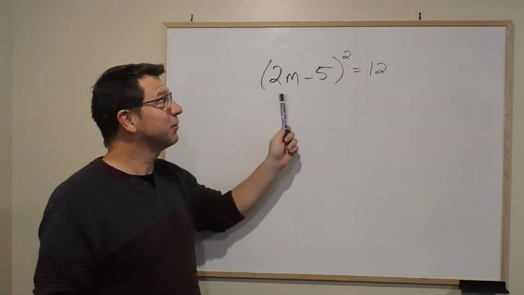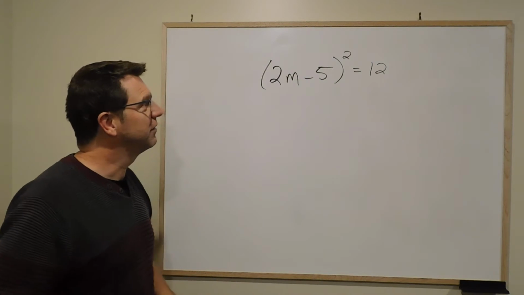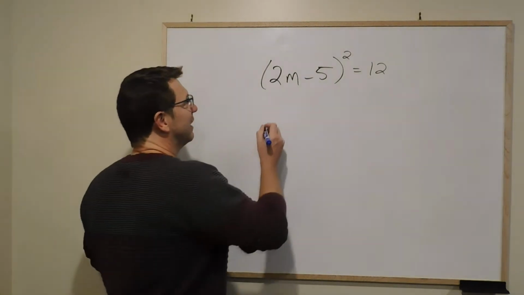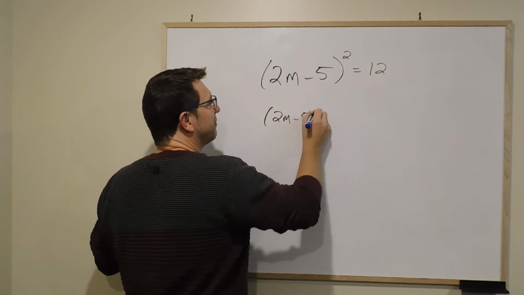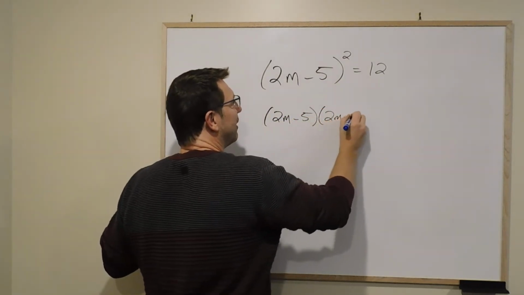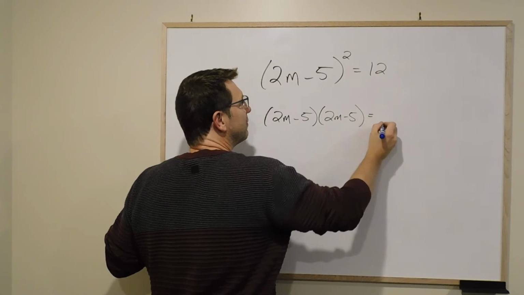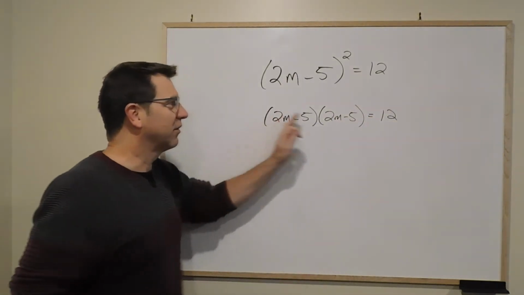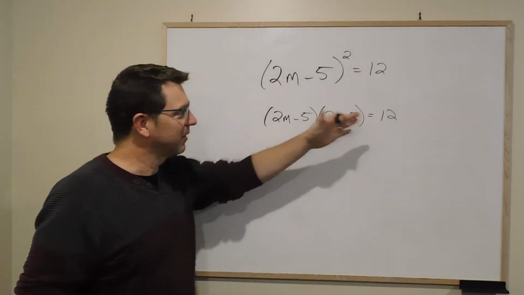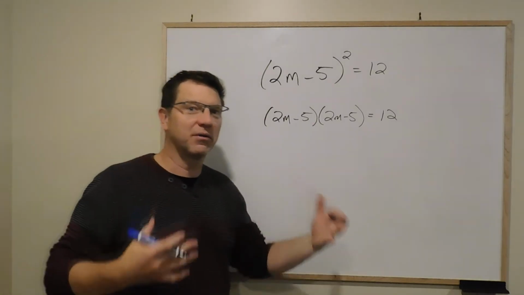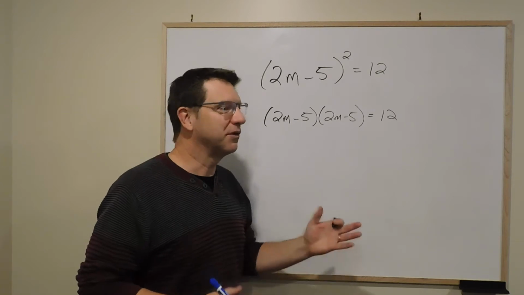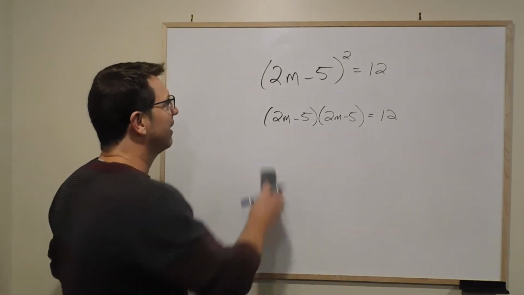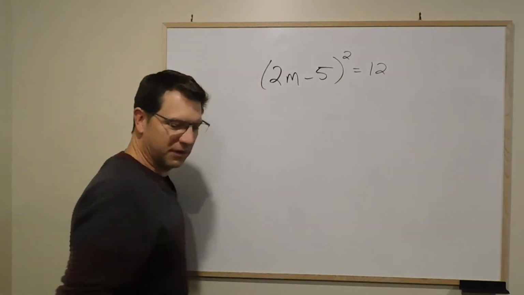We could actually square this thing if we wanted to. We could say, you know what, 2m minus 5 times 2m minus 5 equals 12, and then we could go to the work of squaring it, and bringing the 12 over, and then trying to refactor, and it might not even refactor. But there's a quicker way to do it, and that's by taking the square root.